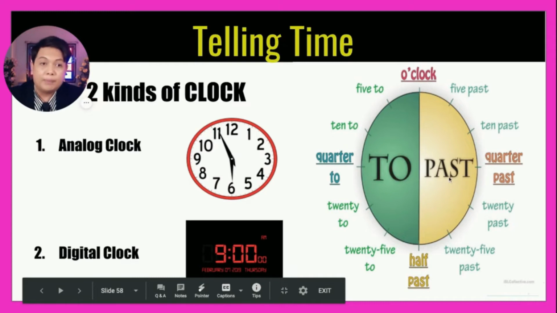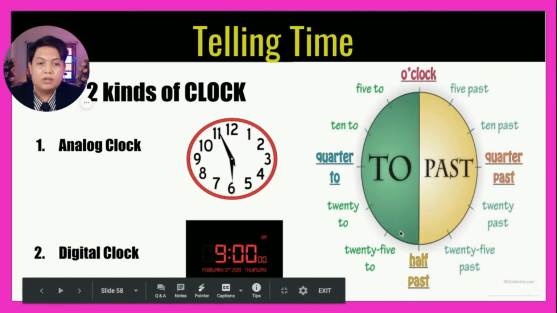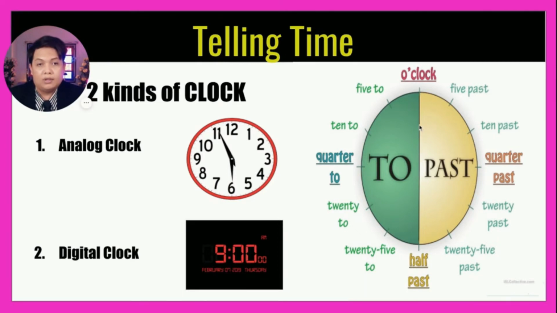You'll change from past to to. When the minute hand is pointing here or here, you'll say 25 to, followed by wherever the hour hand is pointing next. And once it is pointing here, you'll say quarter to. Right, so we'll do more practice about it.